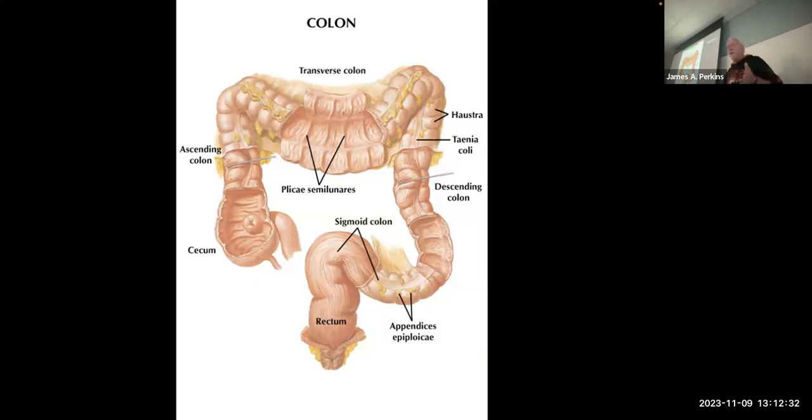So instead of plicae circularis, these are known as plicae semilunaris, the half moon shaped folds.